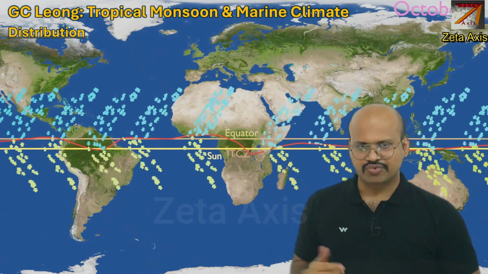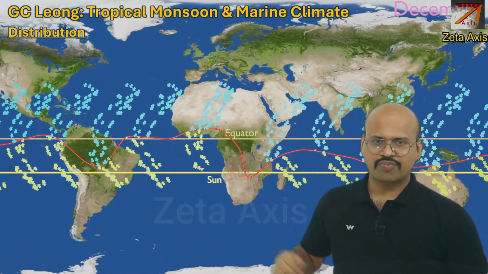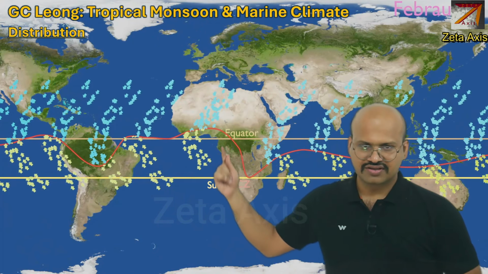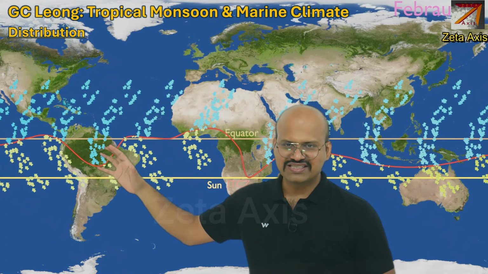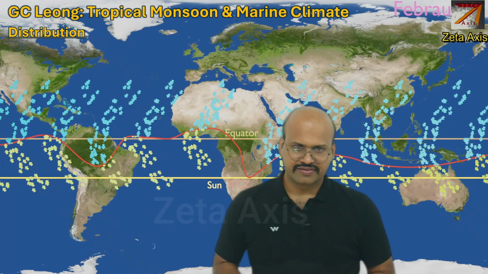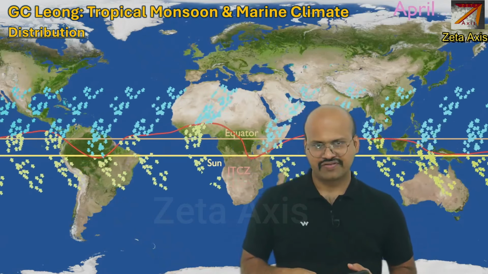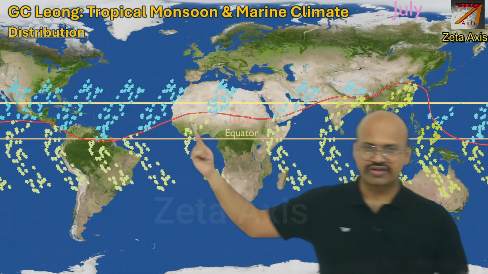Now as the sun progresses its journey in the southern hemisphere, it reaches the Tropic of Capricorn, and we can see the ITCZ. This is the position of the ITCZ, and we can see these are the locations where the trade winds from both hemispheres meet. Now, as the sun starts to move in the northern hemisphere, we can see that the ITCZ also follows it.